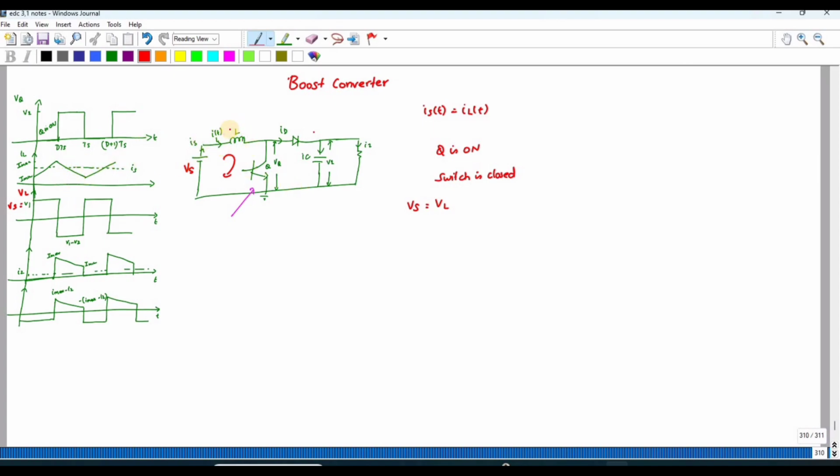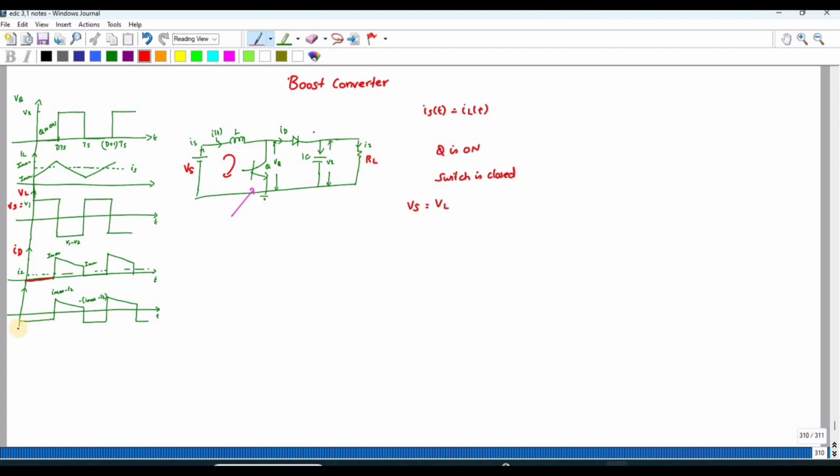the current through the inductance increases, and since the whole current is flowing through this circuit, there is no current flowing through the diode. So the diode current is 0. So we need to find the voltage across this resistance, RL.